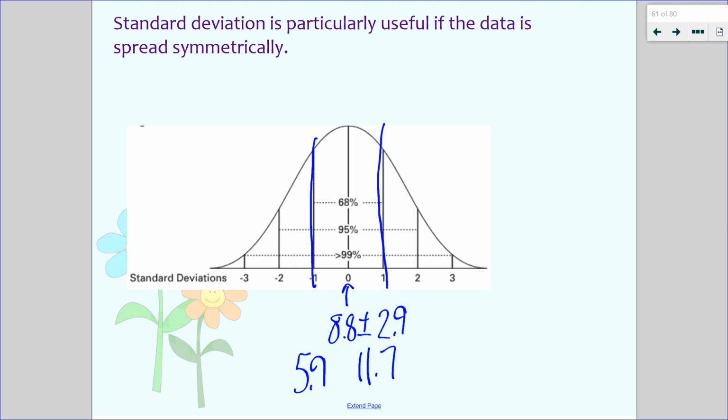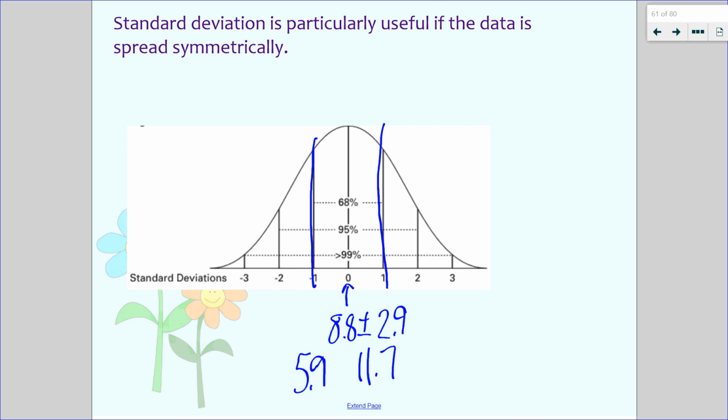Heights are very symmetrical. The more people you have, if it's just standard people, not people on a basketball team or a gymnastics team, those heights are not symmetrical. They tend to be very bell curvy, grades are not. But this is how it works.